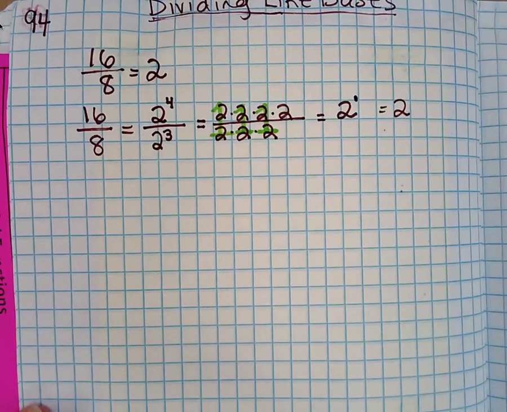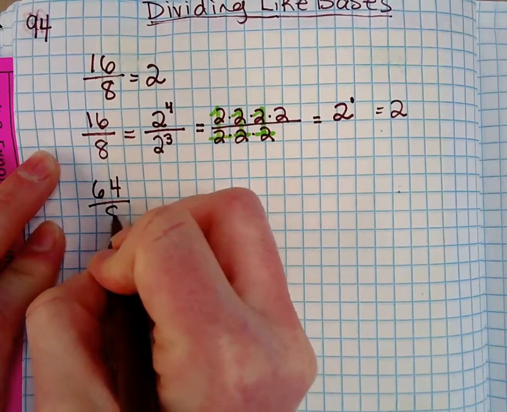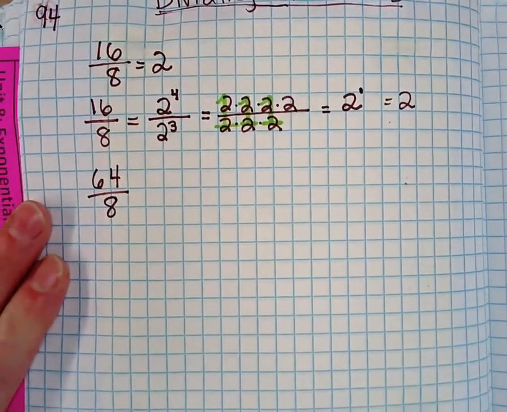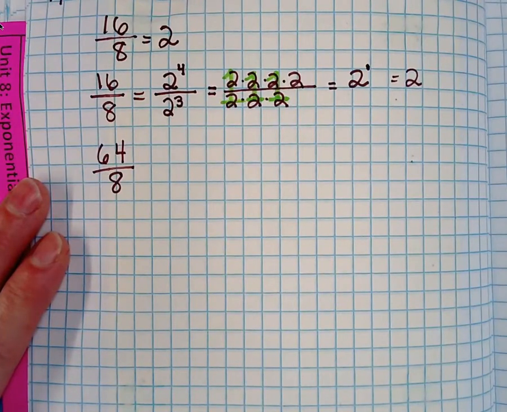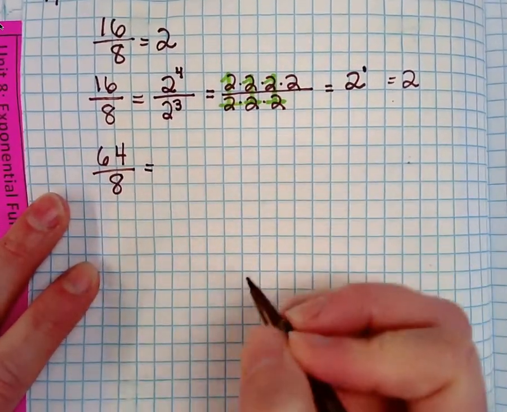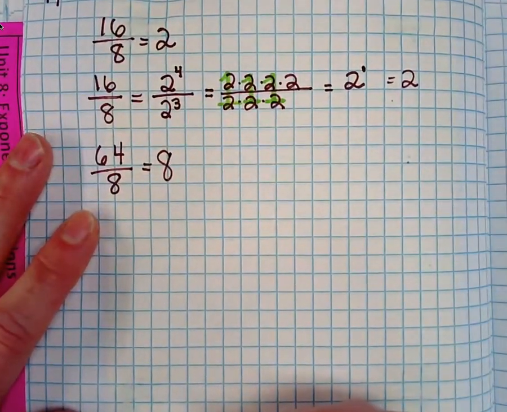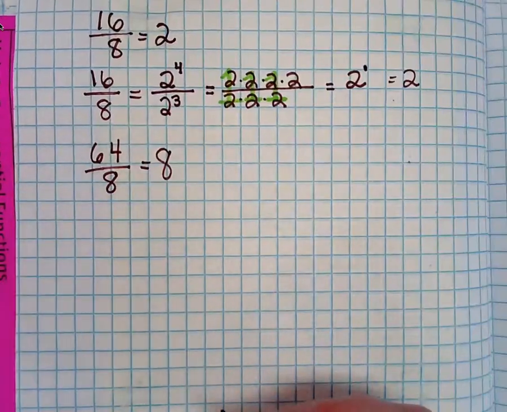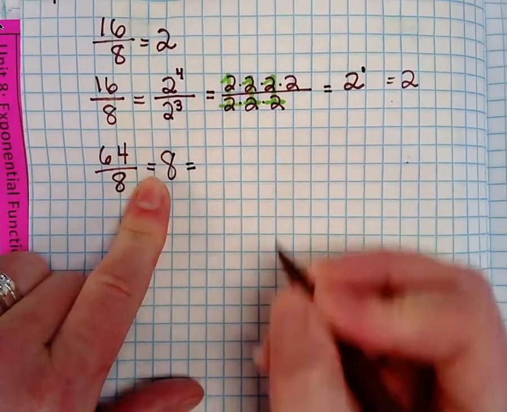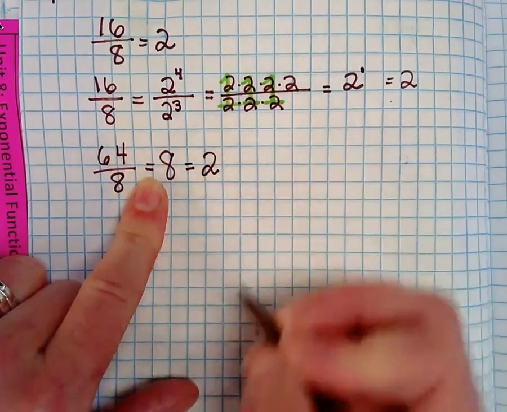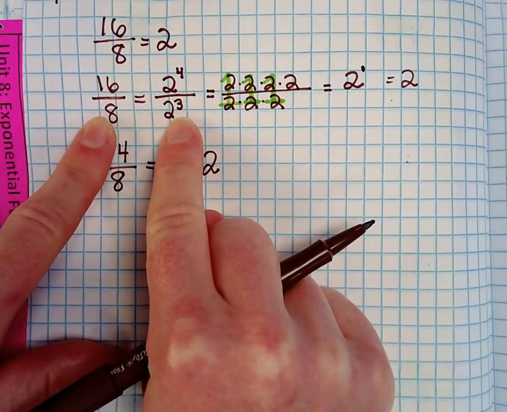All right, let's do 64 over 8 this time. We know what this is, right? What is 64 over 8? Yeah, 8. Okay, so what we're going to do is convert this all to bases of 2. What is 8 as a base of 2? 2 to the, look over here, third power.